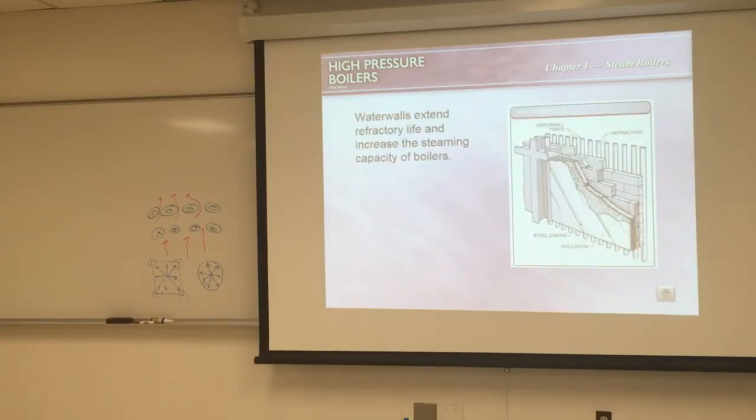Here we see a water wall, which extends refractory life and increases the steaming capacity of the boiler. These water walls are placed next to the pipes to keep the heat from escaping the chamber. So you have your boiler chamber, and you have some kind of barrier to support the tubes and also to refract the heat.